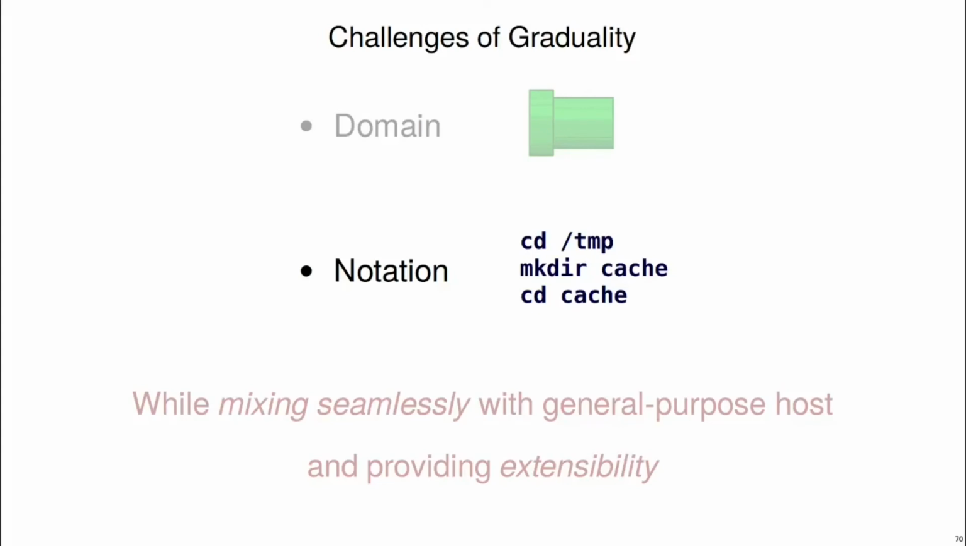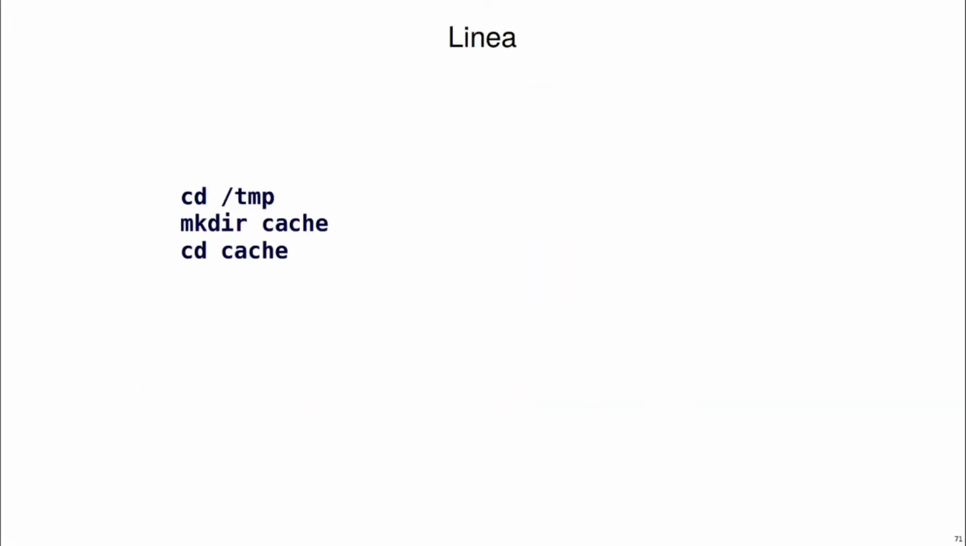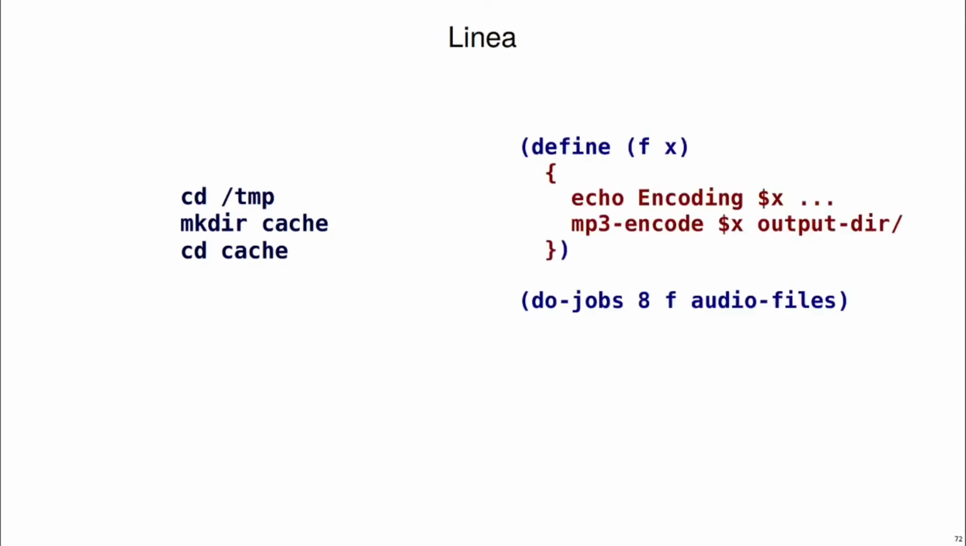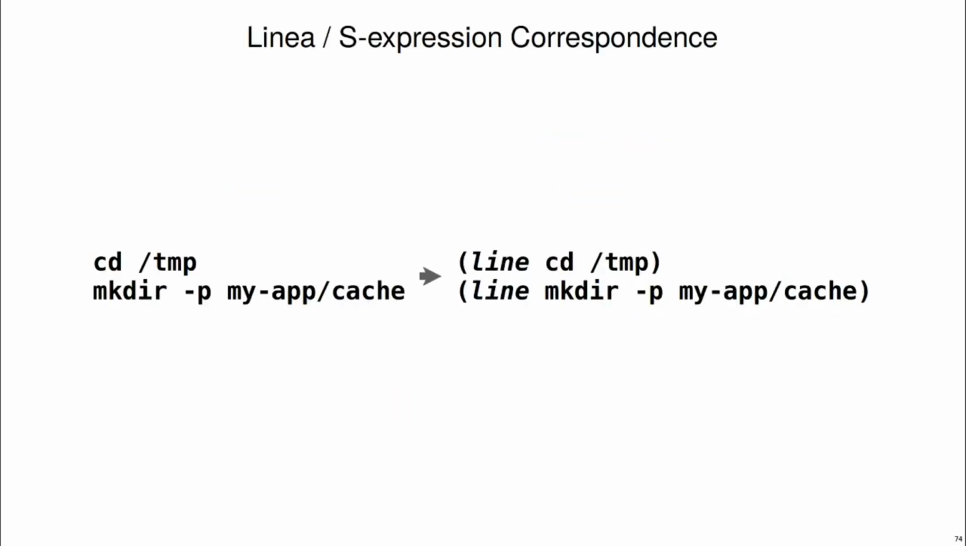Now, let's turn to syntax. The Linea library provides a parser for our line-oriented syntax. It allows it to be mixed with normal Racket S expressions, and it provides an extensibility hook called line macros. The line syntax of Linea is easy to mix with S expressions because it's really just a different way of writing them. It has a direct correspondence to S expressions. On the left you see Linea syntax, and on the right is the S expression that it more or less parses into.